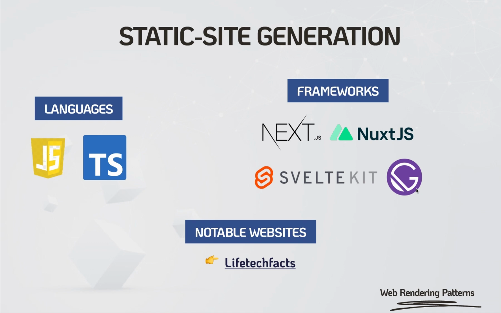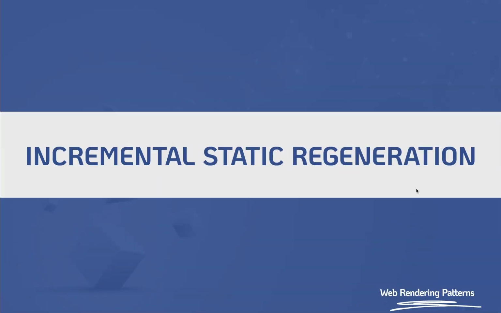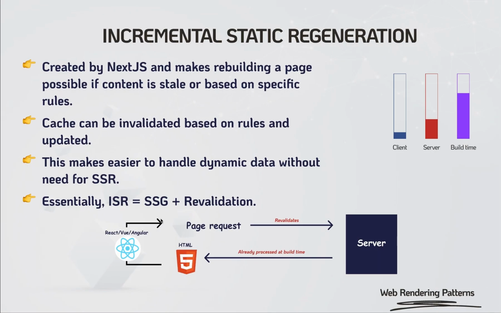As you can see, one of the main pain points of static site generation is the fact that when your contents are updated, there really isn't a way to automatically update all of the pages we have. Well, that is where incremental static regeneration comes in. It was created by Next.js, and it makes rebuilding a page possible if the content is stale or based on specific rules. Cache can be invalidated based on rules and updated. This makes it easier to handle dynamic data without the need for server-side rendering. So essentially, incremental static regeneration, or ISR, equals static site generation plus revalidation.